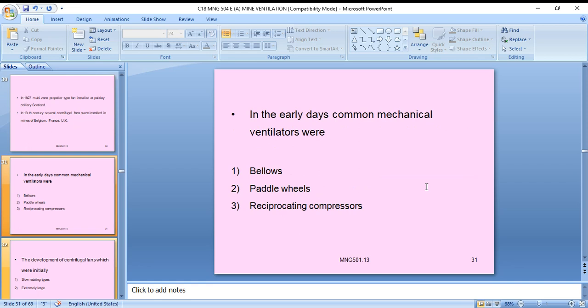Now, in the early days, common mechanical intakes were bellows, pedal wheels, and reciprocating compressors. So when the steam engine was going on in those days, these were the general phenomena of creating artificial vents through fans: the bellows, pedal wheels, and reciprocating compressors.